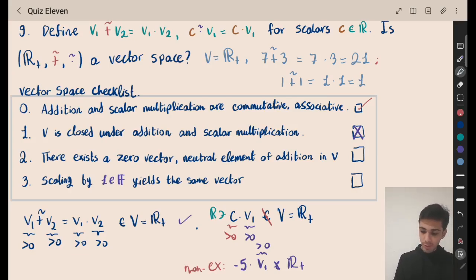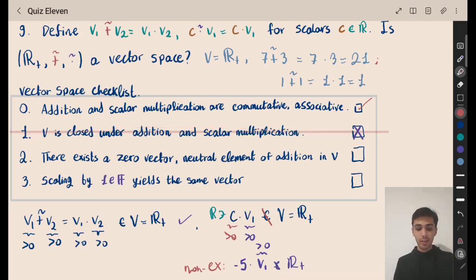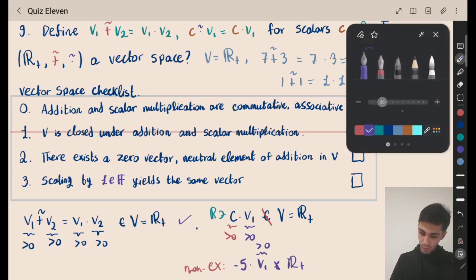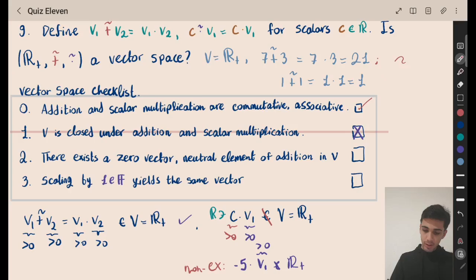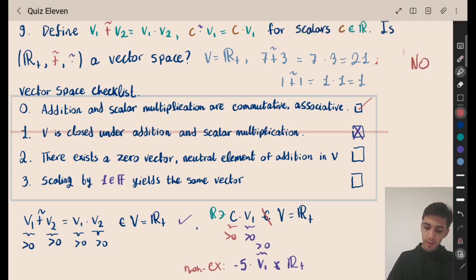So perhaps I should maybe draw a line and say that this is not a vector space. So the answer is a big no for this vector space.